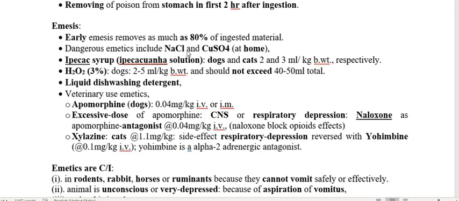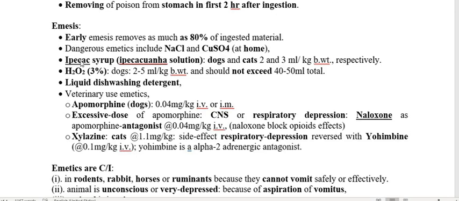Sodium chloride means salt. Generally, to induce vomiting in the poisoned animal, we give a saturated solution of sodium chloride to produce the emesis, but this sometimes produces toxicity also, because of the salt or because of the copper sulfate solution. So it is better to use a drug like ipecac syrup or ipecacuanha.